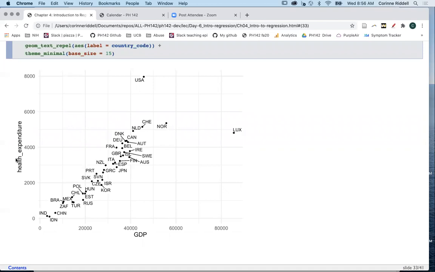So this is health expenditure, and health expenditure here is the response. It's responding to the GDP of the country. So the underlying country GDP, health expenditure, I've also labeled the points so you can tell who the outliers are. You can see there's a really good linear relationship here, but there are two outliers, the US and Luxembourg. So how does having those in the data affect the line of best fit?